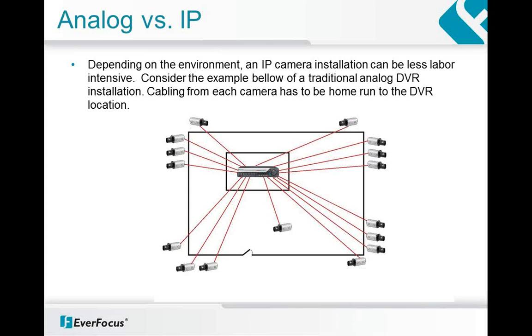And they're all being home run using coax cable back to a digital recorder. What we're displaying here is that there's a lot of time and effort running wires all the way back, home run back into a digital recorder. And that's what we're demonstrating here.